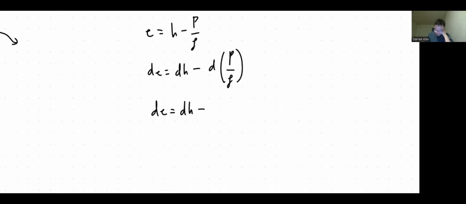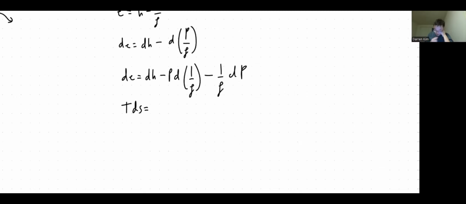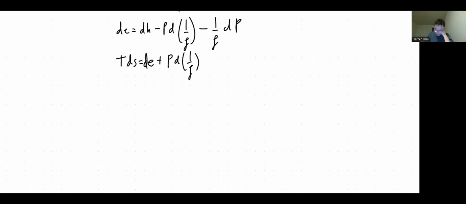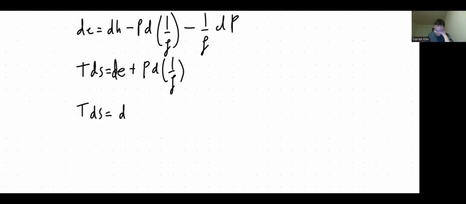And we plug that into the original one. Oh, this is supposed to be a d. I forgot the d in here. So we said T ds equal, I never memorized the other one I told you, because I always forget the other one. Plus, what was it called again? I believe it was P d(1 over density), right? That's the only one I remember. And then T ds equal dH minus P d(1 over density) minus this, the minus, right?